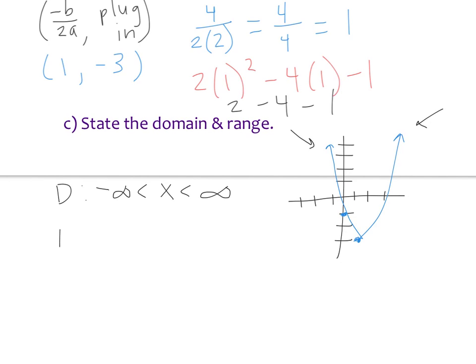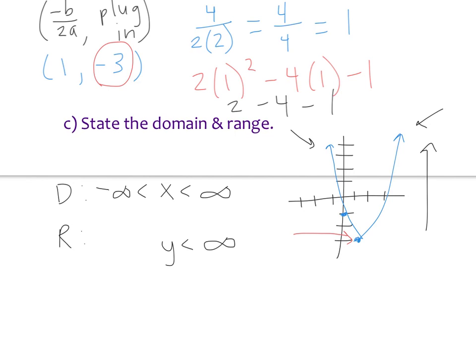Now, for the range, I need to look at the y values, so top to bottom of my graph. And I notice that I'm going upwards forever because my arrows mean I'm continuing on. So I know y is going to go to positive infinity. But what's got to be this lowest point here? Well, we already know what it is because we found the minimum, which was the y-coordinate of the vertex, and that was right here, which was negative 3.